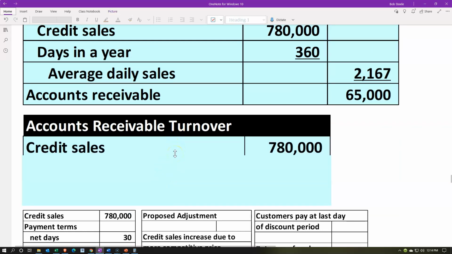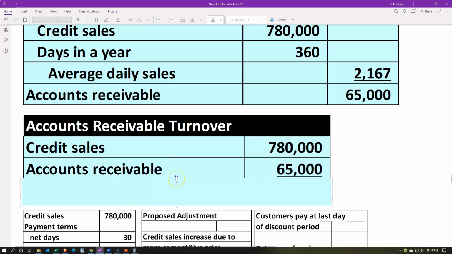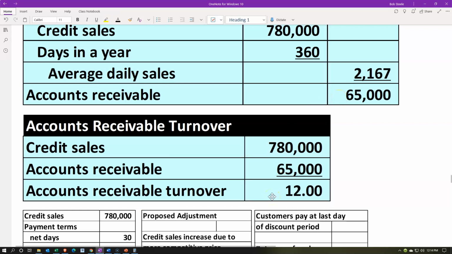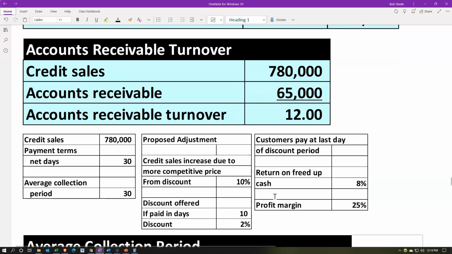to the past and industry standards, taking the credit sales 780,000 divided by the average accounts receivable we just calculated, 65,000, to give us our turnover of 12. So that's our starting point. We want to improve that turnover, increasing that turnover with the use of the discount, now providing a 2% discount if paid within 10 days.